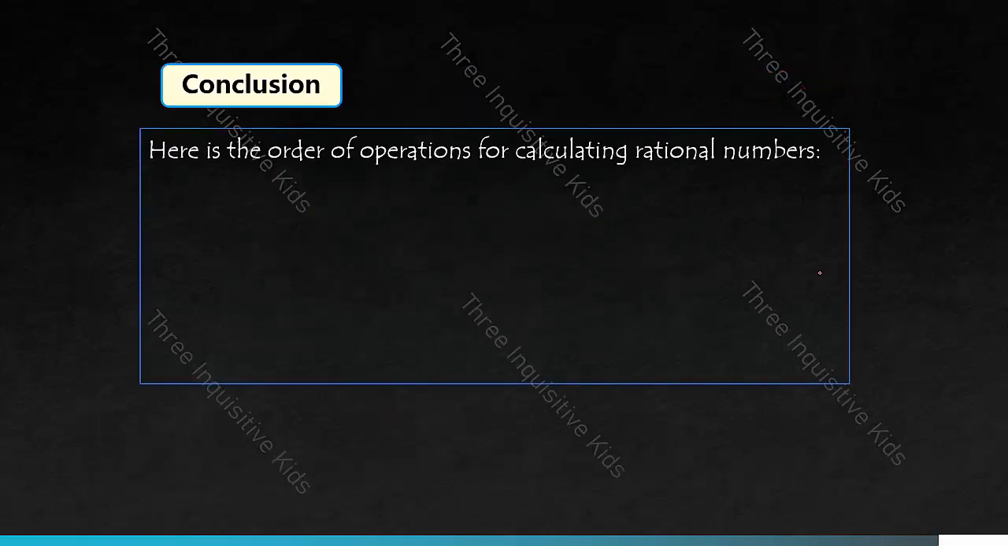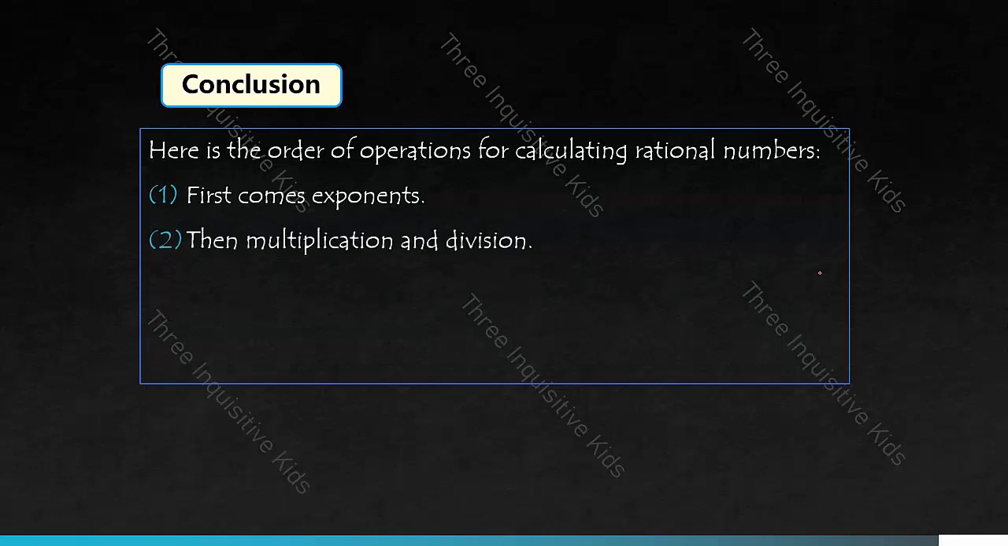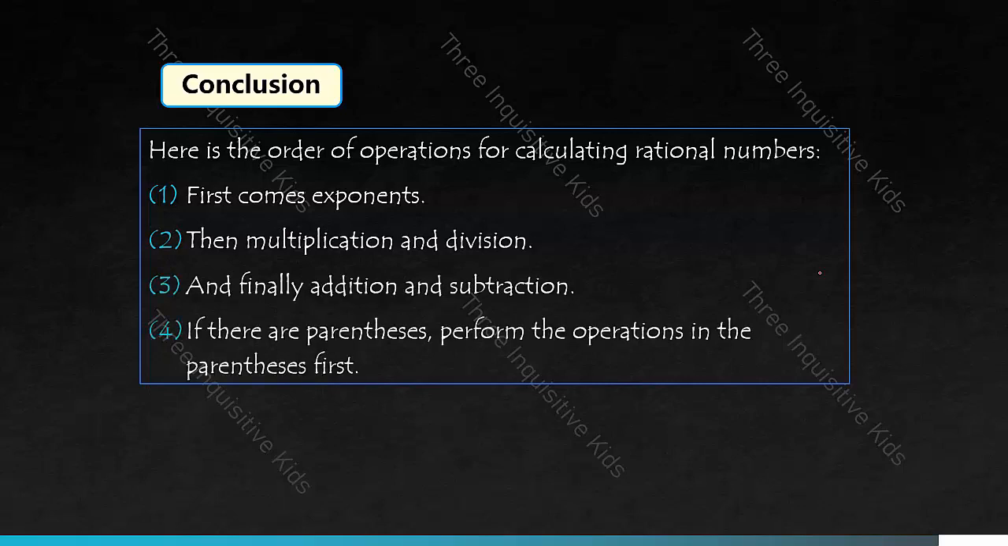Here is the order of operations for calculating rational numbers. First comes exponents. And then you do the multiplication and division. And then you finally add them together using addition and subtraction. And if there's any parentheses, this is actually not step 4, this is a note.